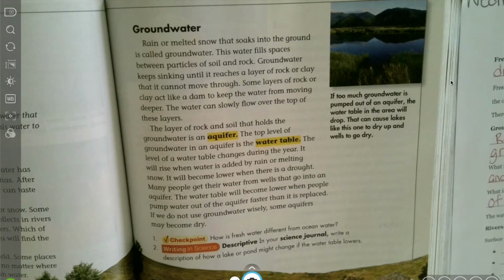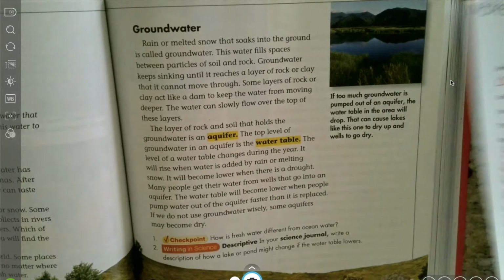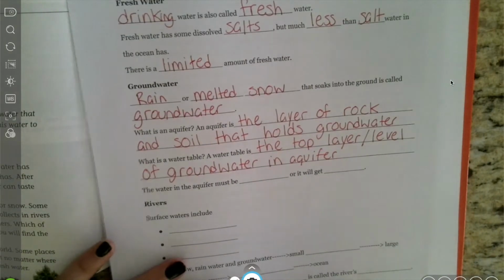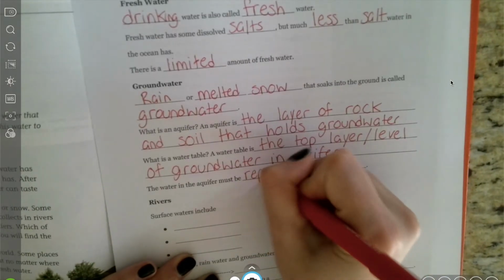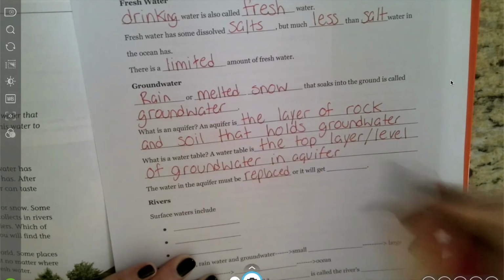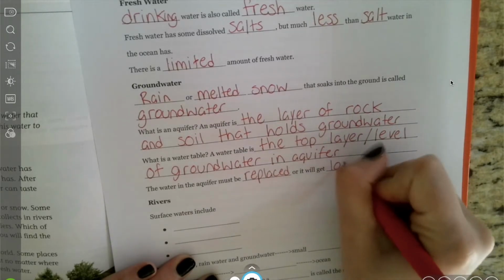So if people are using wells, they have to replace that, whether by adding water or letting it rain or having the snow melt. So the water in the aquifer must be replaced or it will get low or possibly empty.